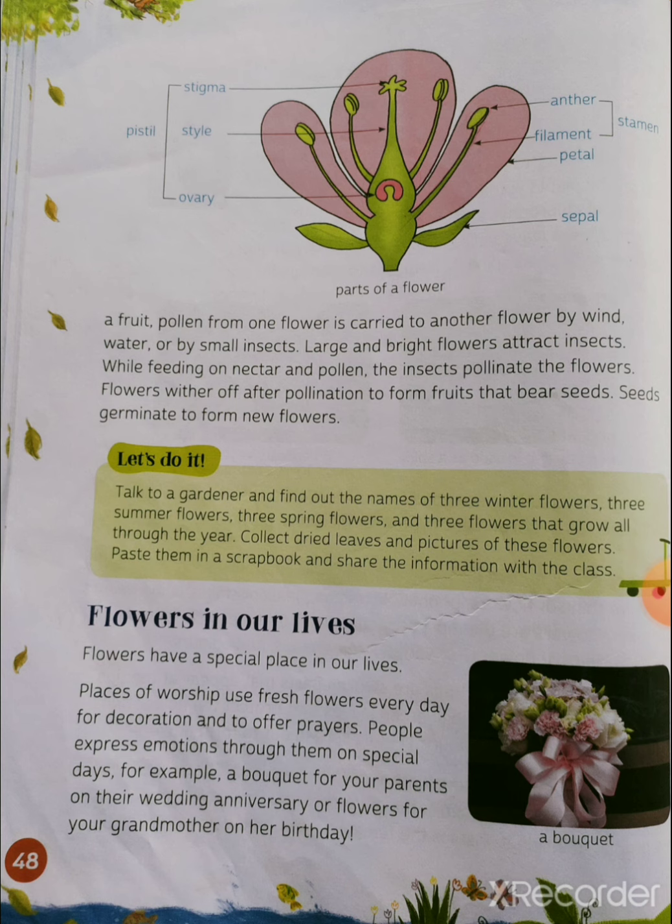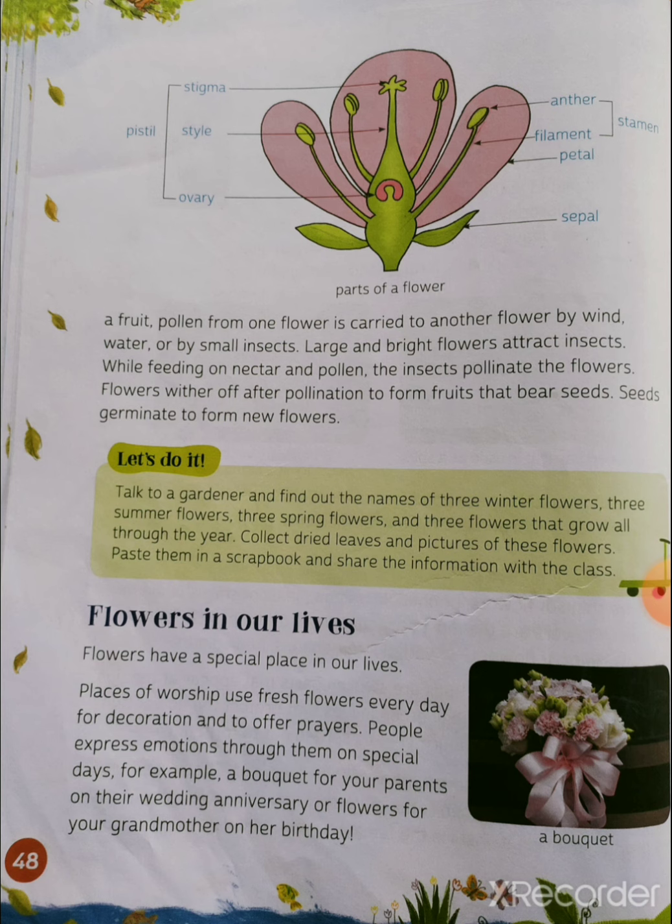Now, when pollen grains from the stamen fall on the stigma of the pistil, fruit is formed. This carrying of pollen grains from anther to stigma is done by wind, water or small insects. Insects sit on flowers to feed on nectar, that is the flower's juice, and pollen. At that time, some pollen may stick on their wings and legs, so when they fly and sit on another flower, pollen is carried to that other flower along with them, and thus these insects pollinate the flowers.